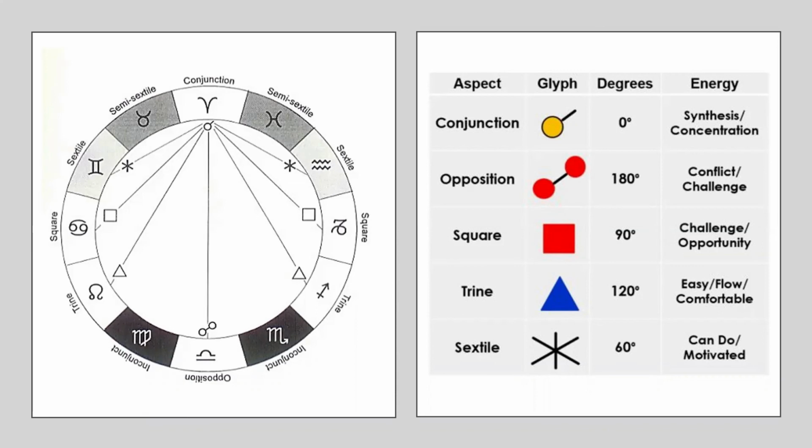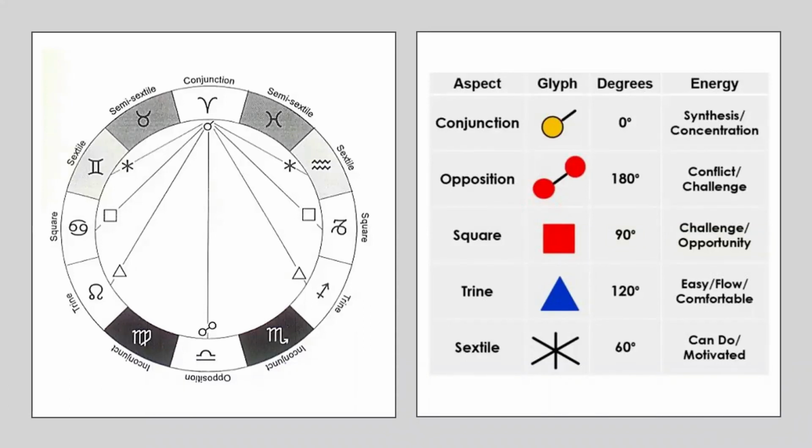The conjunction, when you have two planets at exactly the same degree, can be good or can be difficult. It depends on what planets are involved. They involve a synthesis or concentration of the energies of both of the planets.